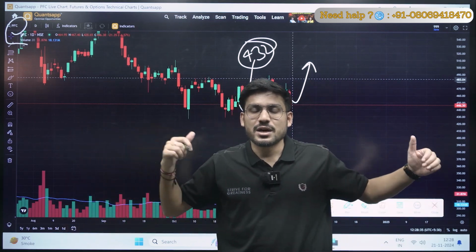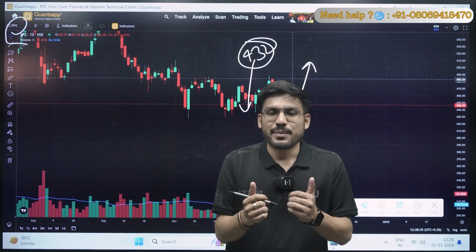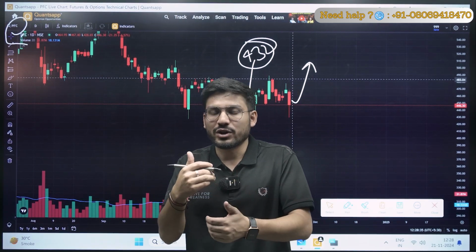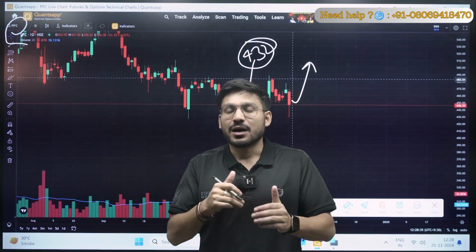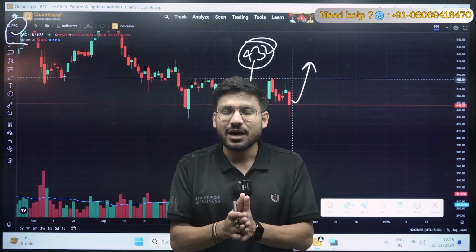So this is how the trap indicator will give you signals, not in real time but after the market. So you can make your position on the very next day. I hope the concept is clear, and I hope you got an idea of how you can use the tool indicator efficiently.